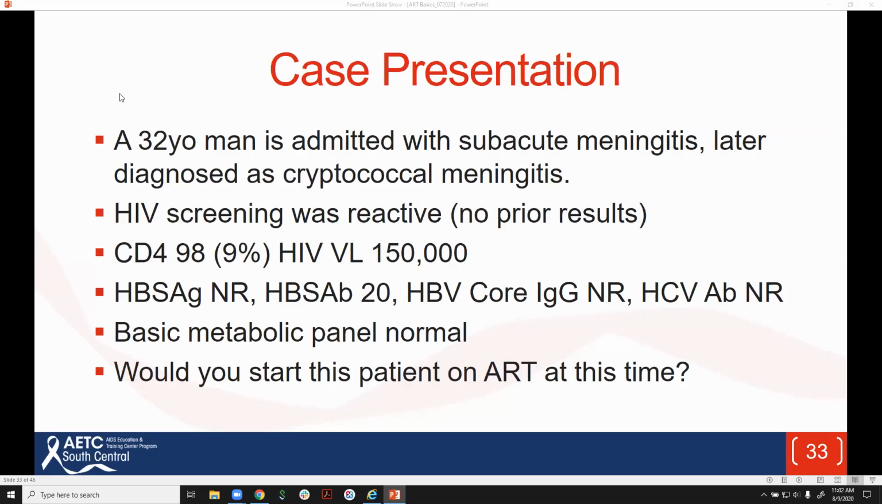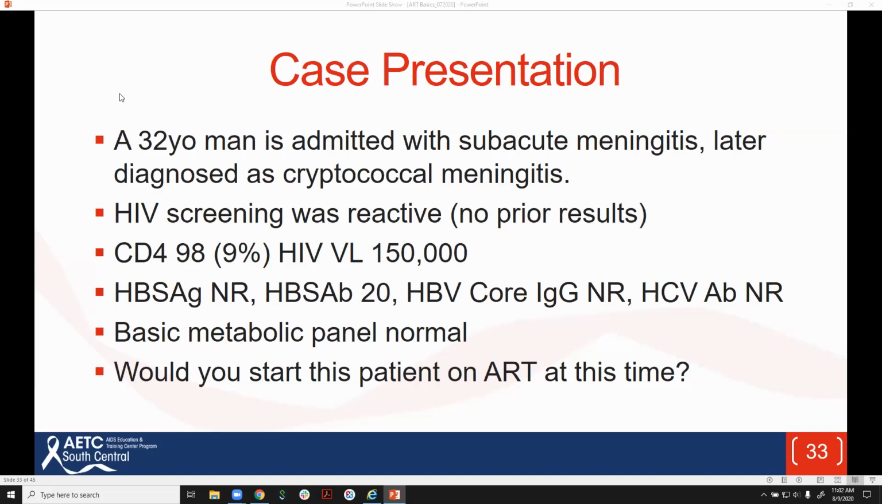So here I have a 32-year-old man, and he's admitted with subacute meningitis, and he's later diagnosed with cryptococcal meningitis. His HIV screen was reactive and unfortunately he had never previously been tested for HIV. His current CD4 count was 98, which is 9%, with a viral load of 150,000 copies per milliliter of blood. Hepatitis B serology shows he is immune to hepatitis B, and he does not have hepatitis C, and his basic metabolic panel is normal. So I'd like to hear what your thoughts are, and you can use that vote function if you'd like.